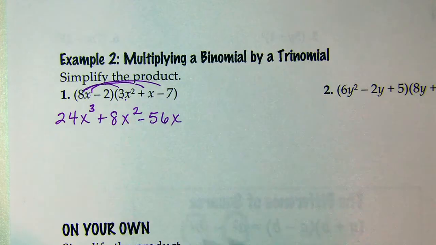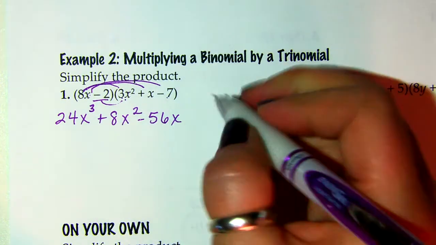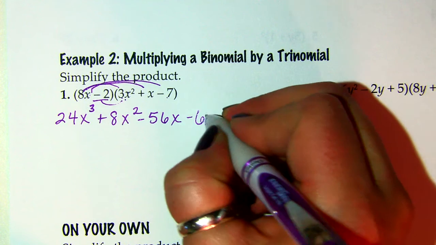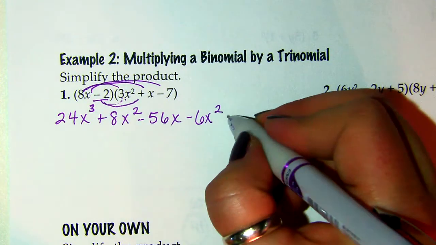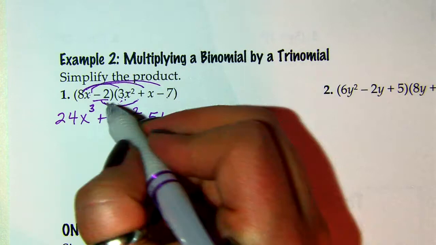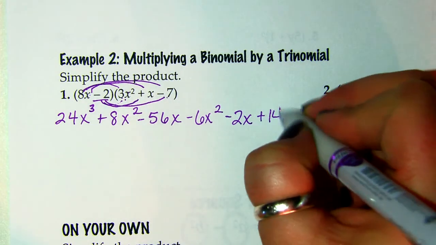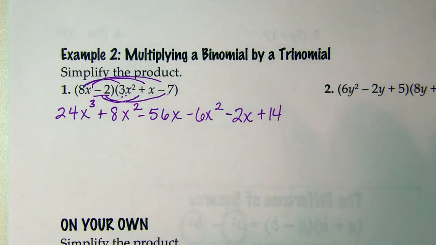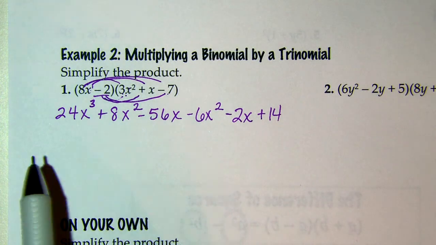So we do the same thing with the negative 2. So negative 2 times 3x squared is negative 6x squared. Negative 2 times x is negative 2x, and then negative 2 times negative 7 is positive 14. So here's probably the biggest difference in what we did on example 1 and what we're doing here. We've got a lot more terms.